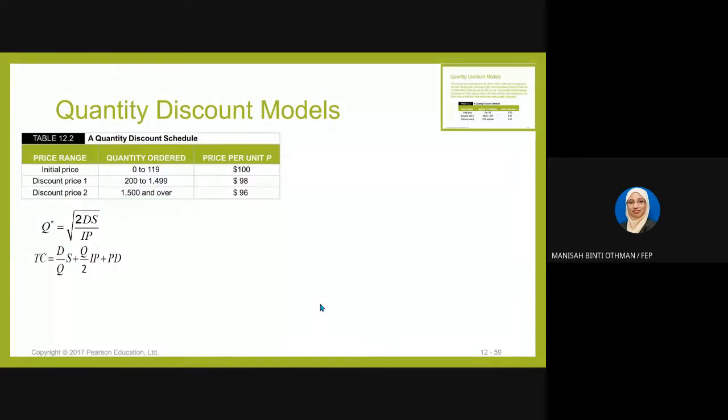To help you understand more, we will do this for this problem together. We have a different price for each range: when you buy more, you get more discount. First identify the EOQ, then identify the feasible range for the EOQ, and after that calculate the total cost for each feasible EOQ.